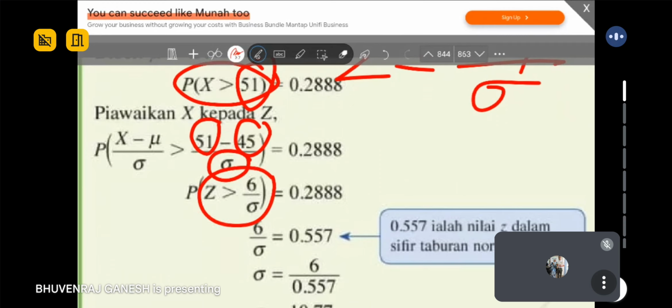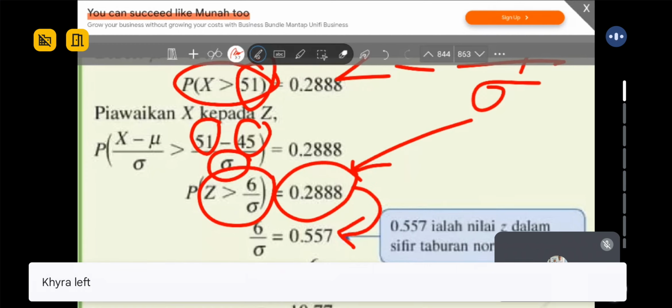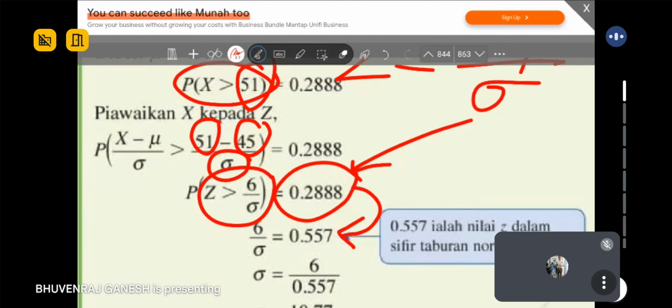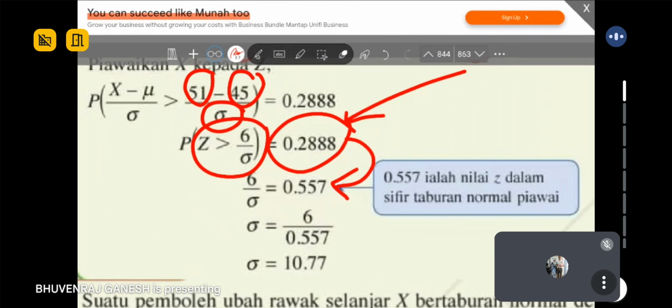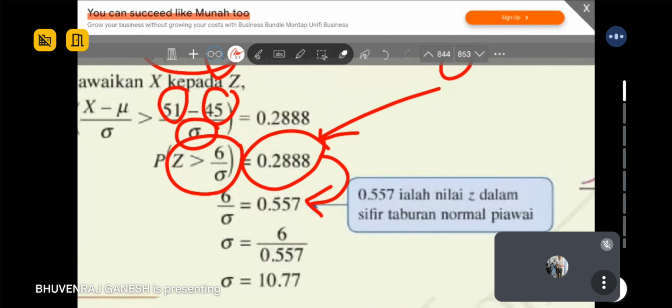Symbol to the right, betul. Probability less than 0.5, correct. Okay, so you can direct refer the table. Lihat nilai ni dalam jadual dan tukar kepada score Z. Okay, convert probability to score Z based on your table. Okay, are you clear now, guys? So then just algebra to find your standard deviation.